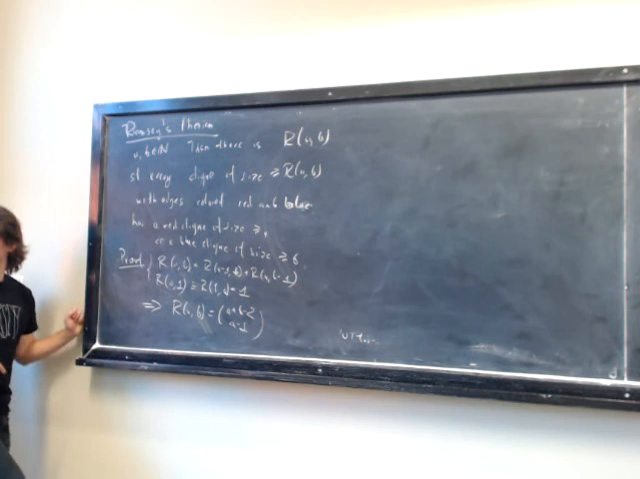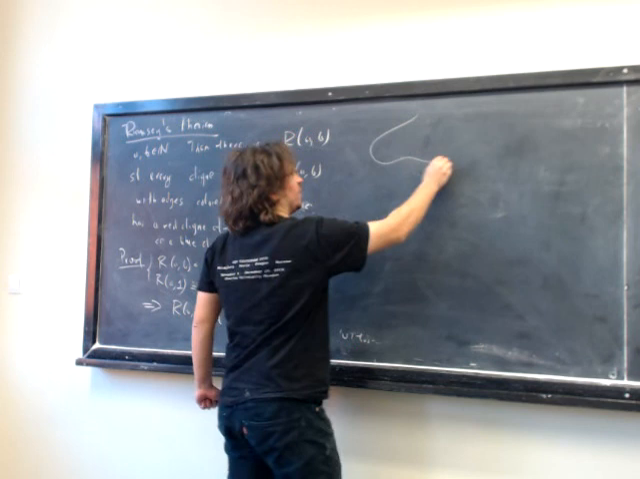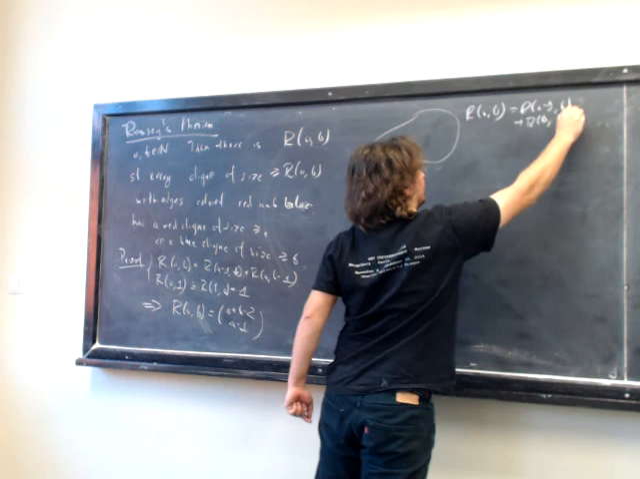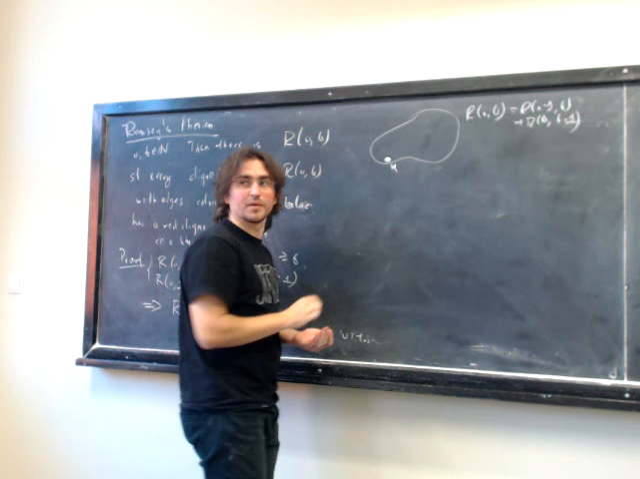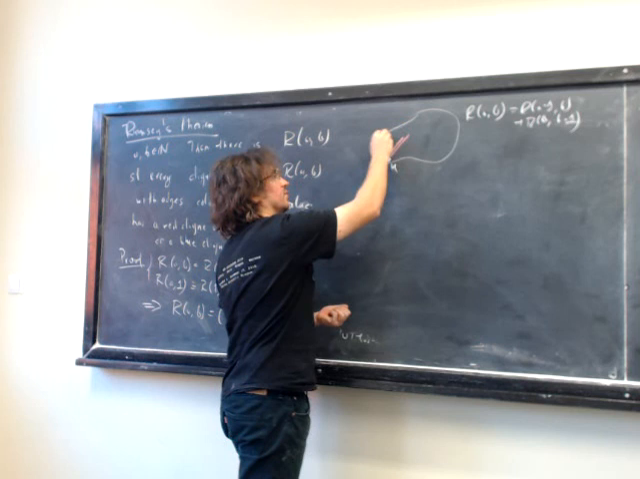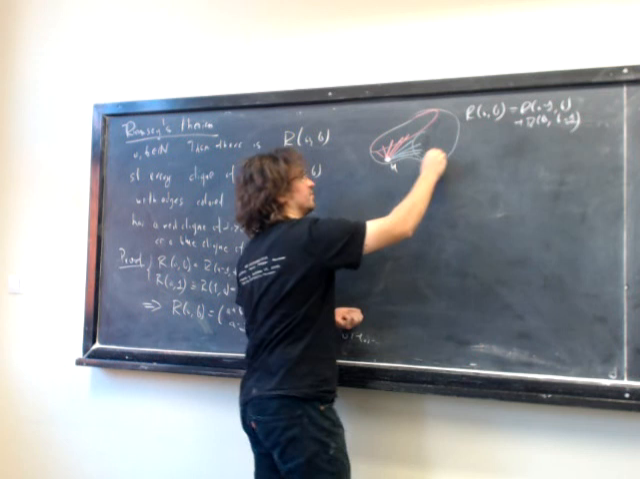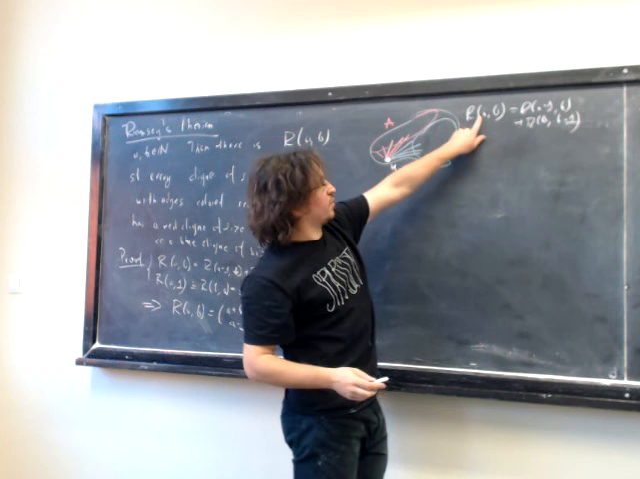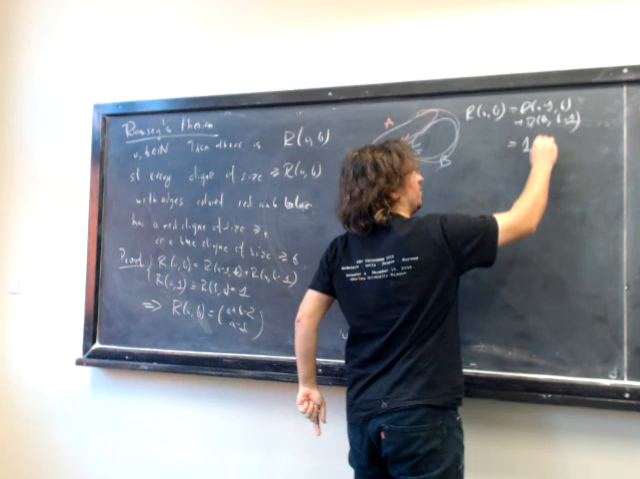Let's take the complete graph on R of A,B vertices, which is R of A minus 1,B plus R of A,B minus 1. Let me take any vertex, call it, say, U, and it has some red neighbors, and the remaining guys are its blue neighbors. Call them A and B. So what do I know? I know that the total size of the vertex set, R of A,B, is 1 plus the size of A plus the size of B.